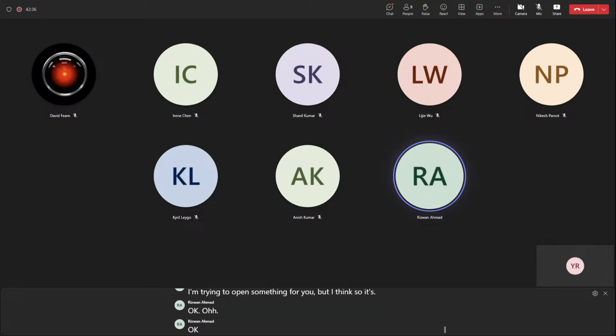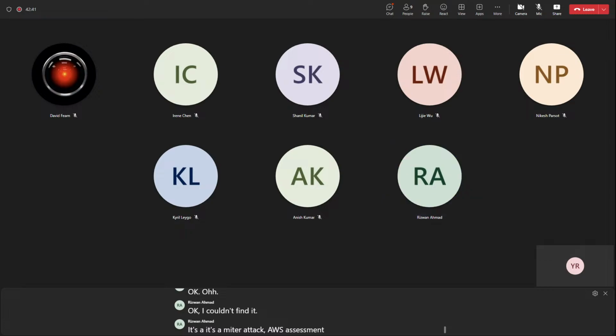I couldn't find it. It's a MITRE ATT&CK AWS assessment. It's a MITRE ATT&CK. I put it in the chat window. It gives a matrix, but it will be almost the same, but more technical.